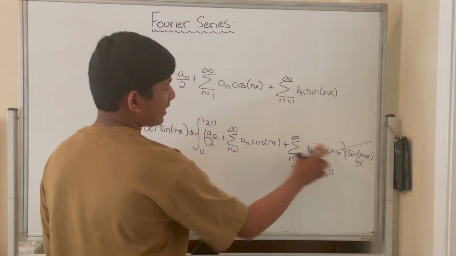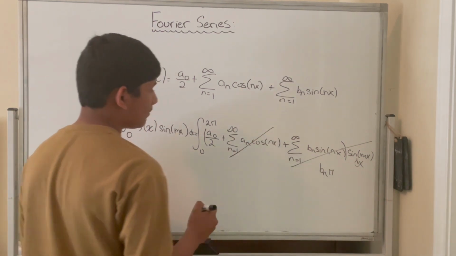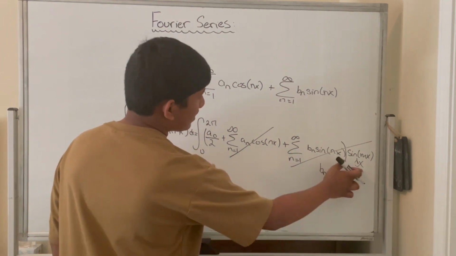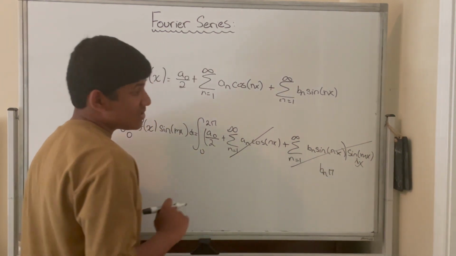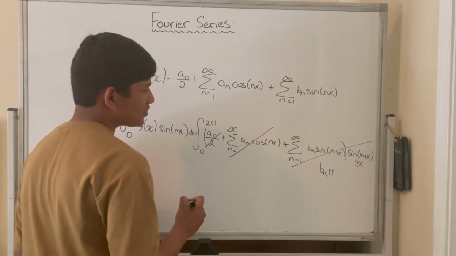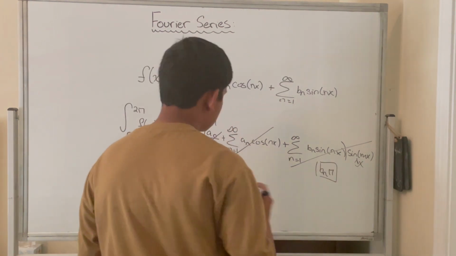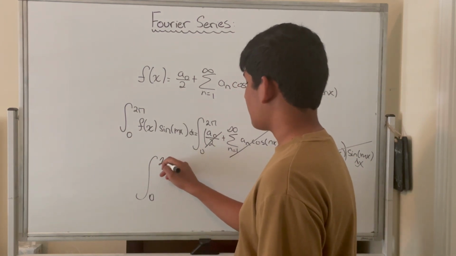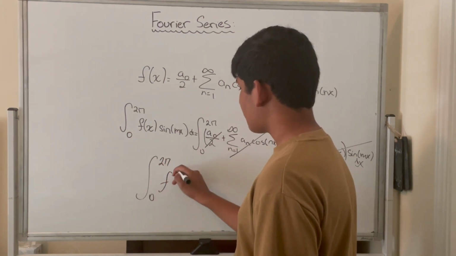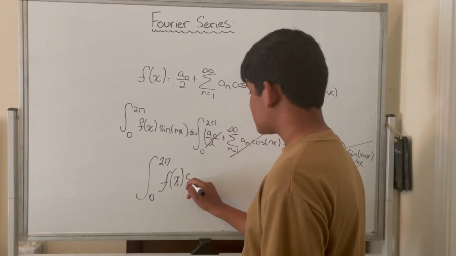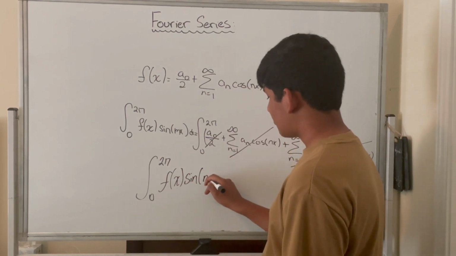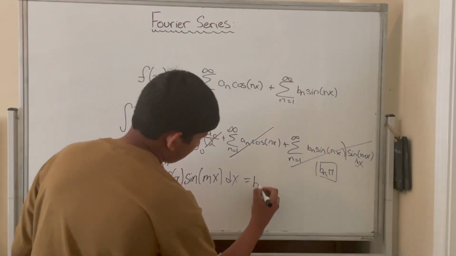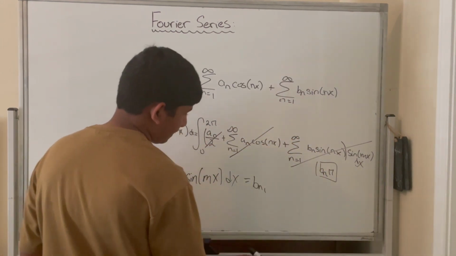Similarly, since sine and cosine cancel out, they become 0. And this, obviously, when we multiply this by sine of mx and integrate over its period, is going to become 0. So we'll get bn pi. So we have the integral from 0 to 2 pi of f of x sine mx dx, and this is equivalent to bn pi.